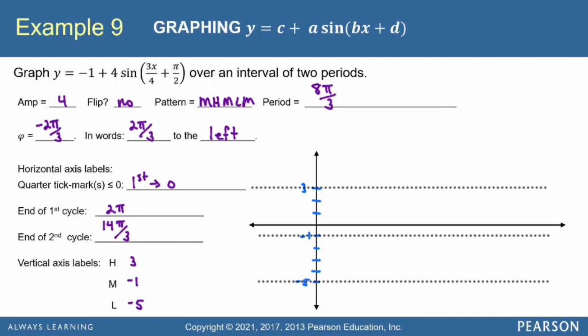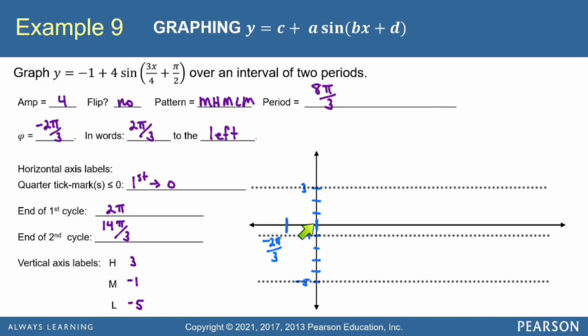Okay, now the horizontal axis. We know we have a phase shift to the left of 2 pi over 3. So come left of the axis and put a tick mark some distance out and call that negative 2 pi over 3. And now we're ready to put our 4 tick marks for the first period. And we know that the first of those 4 tick marks goes on the axis. So right there's the first of our 4.